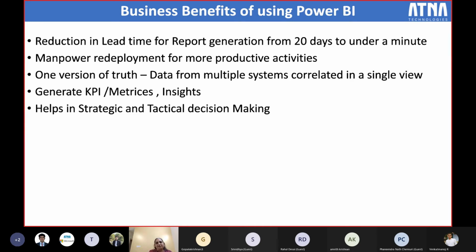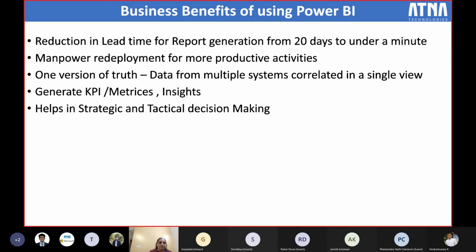So while we have tried to make the use case as generic as possible, though they were all the solutions that we've given, we could actually think of multiple scenarios in our organization where these solutions can be made available. One of the biggest benefits that we saw was reduction in the turnaround time for insight generation or report generation from 20 days to under a minute. And that actually eventually led to staff being more available for more productive work.